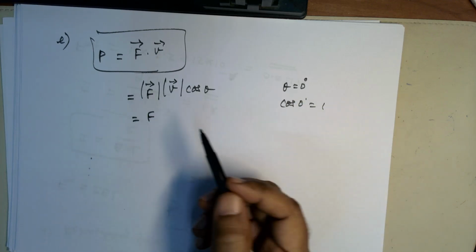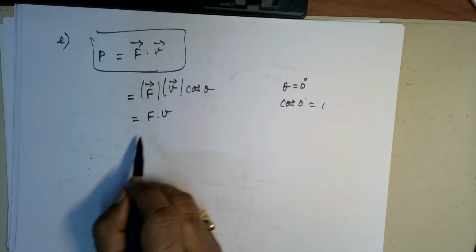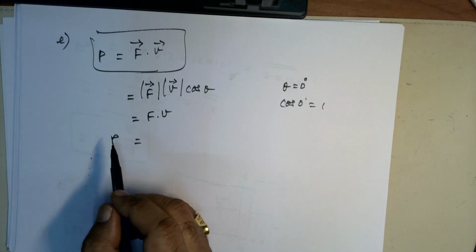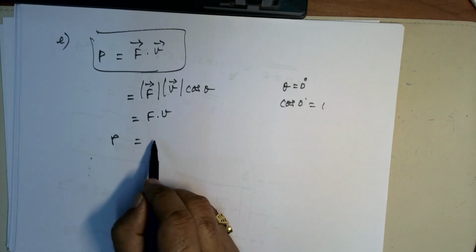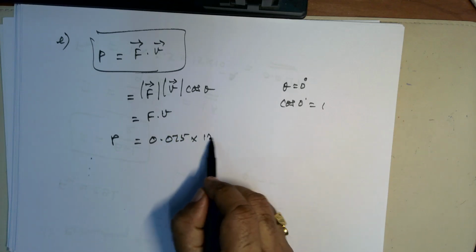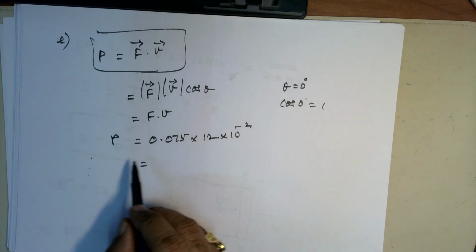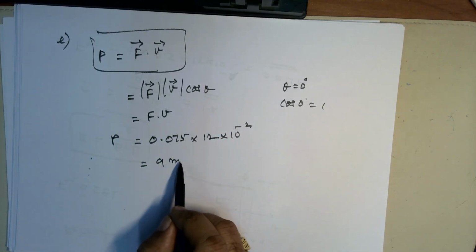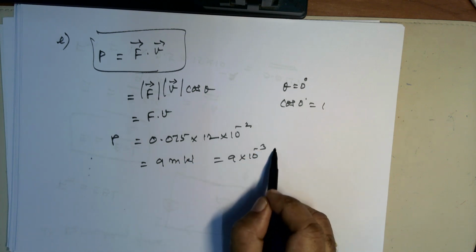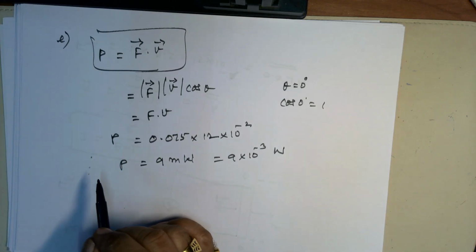Therefore, you can take magnitude F and then V. So the power is equal to, and what is the force we have got? 0.075 into what is the velocity? 12 into 10 to the power minus 2. Now what is the answer? 9 milliwatt. That is 9 into 10 to the power minus 3 watt. Okay, so this is the power.